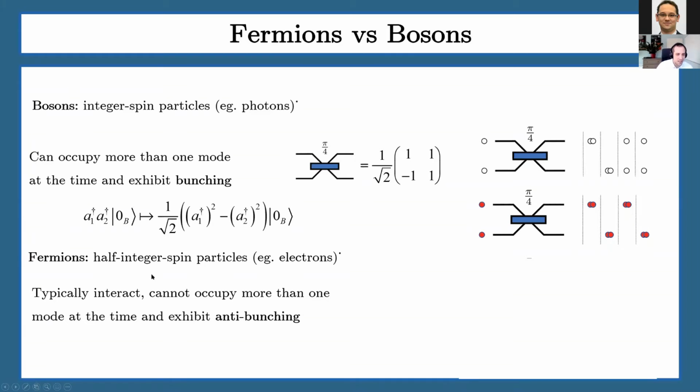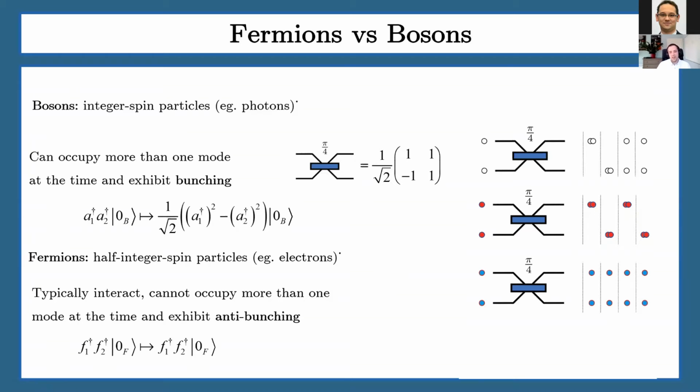Bosons like to stick to each other, but fermions do not like to stick to each other. They are half-integer spin particles, and for example, electrons are examples of fermions. You have the Pauli exclusion principle; they cannot occupy the same mode, and you have anti-bunching. That is to say, when you put 2 fermions in those modes here, this linear optical transformation will output the two fermions in different modes.